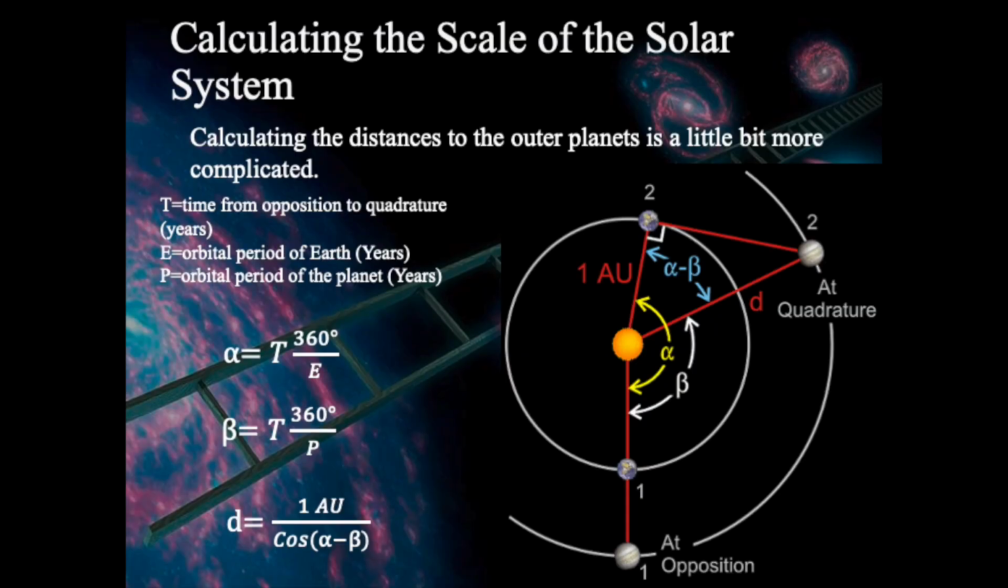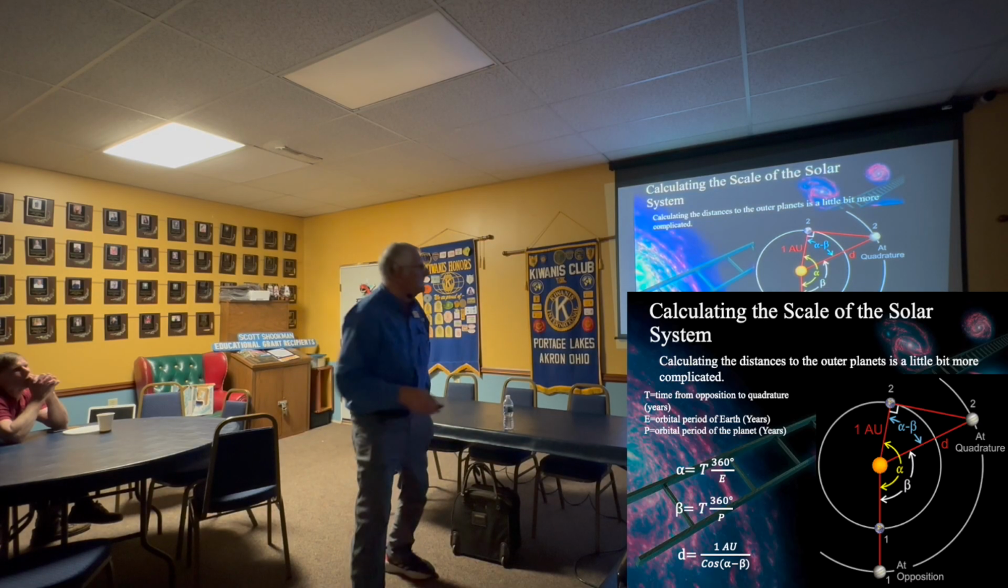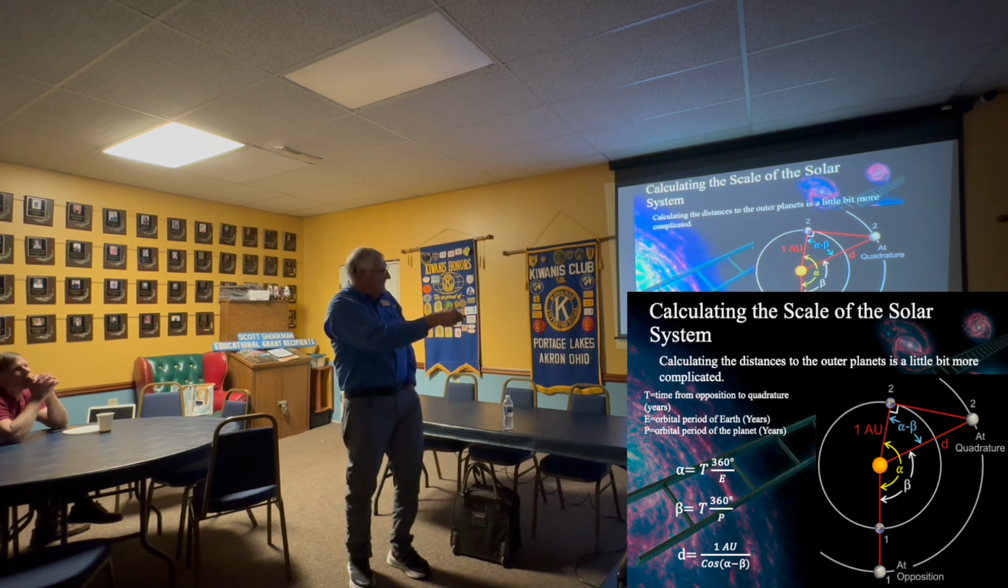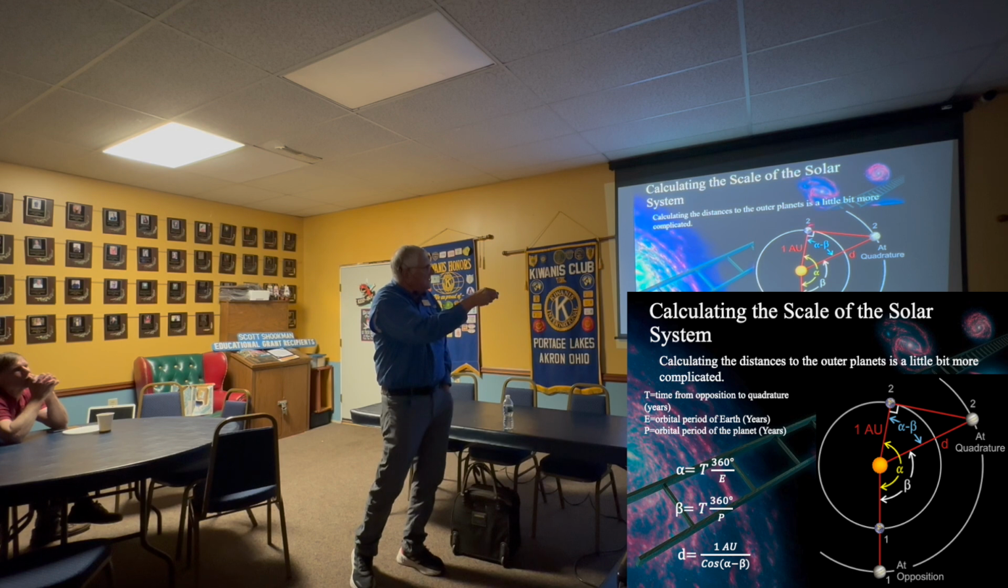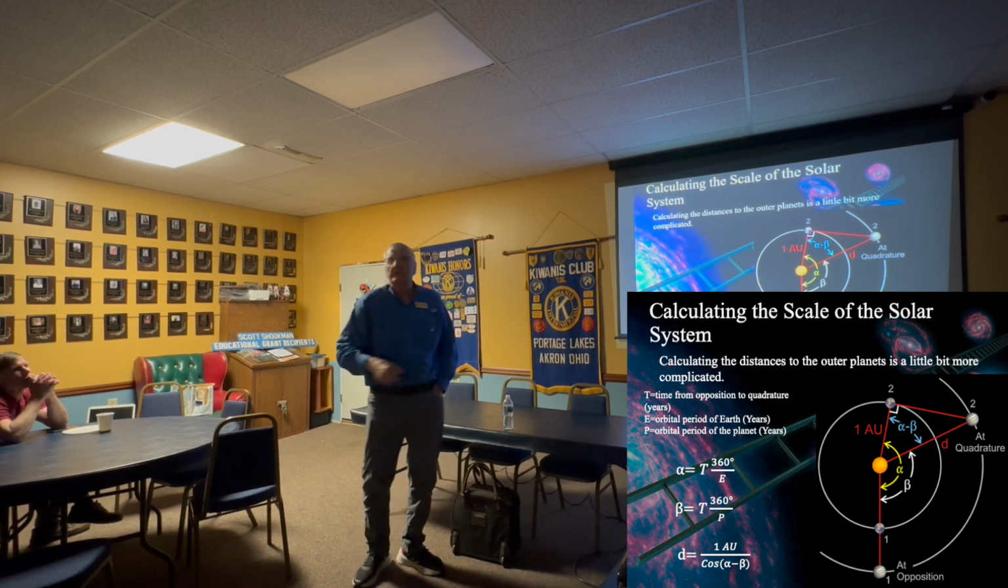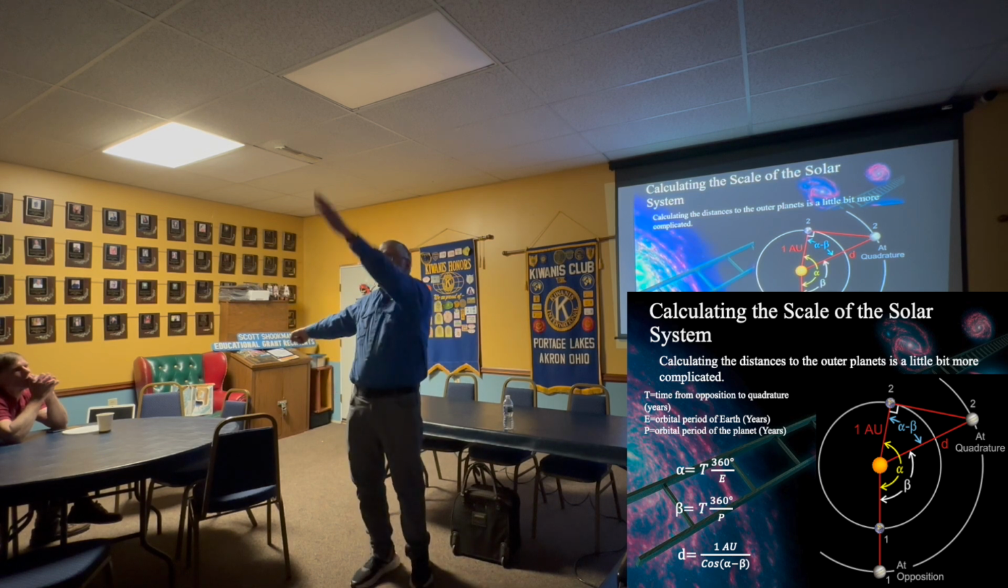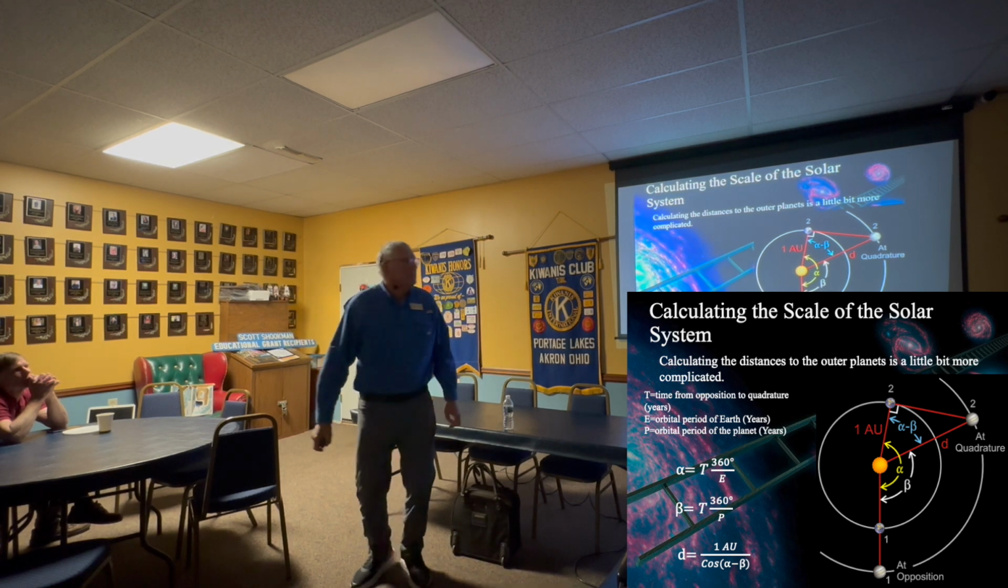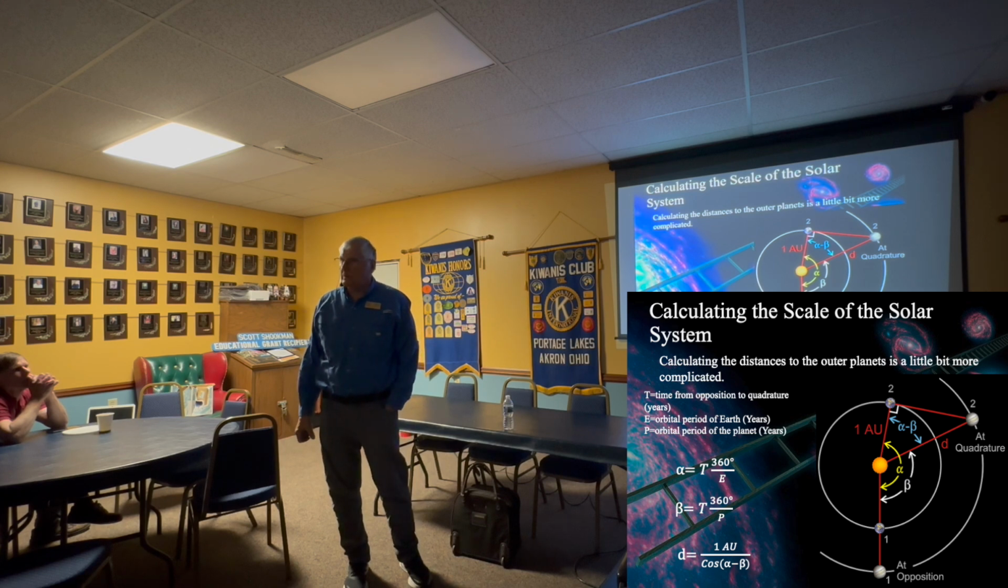Doing the outer planets, a little more complicated, but it is pretty straightforward. You have a position of opposition here, and at some point, the Earth is going to be, or the planet is going to be 90 degrees from the sun. So, just right at sunset, it's going to be right over here. And that position is called quadrature.